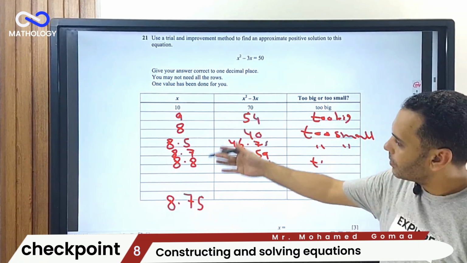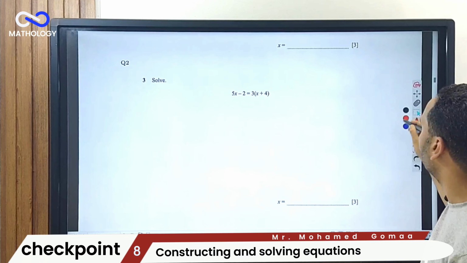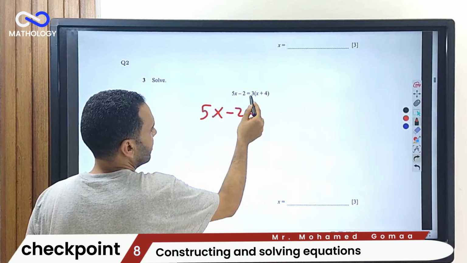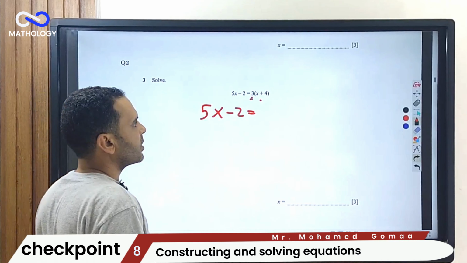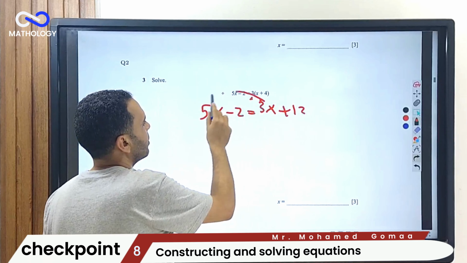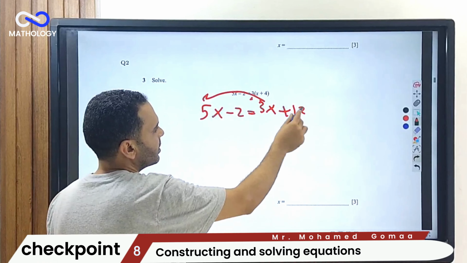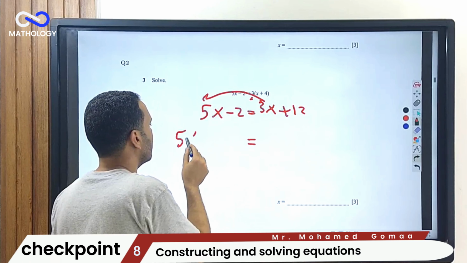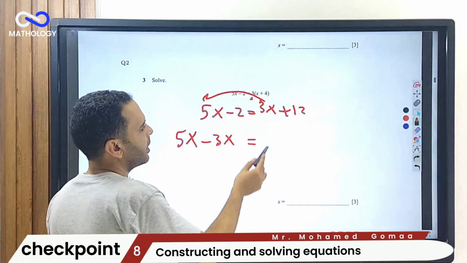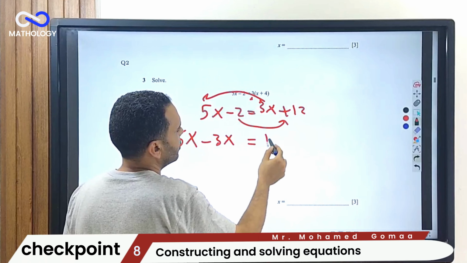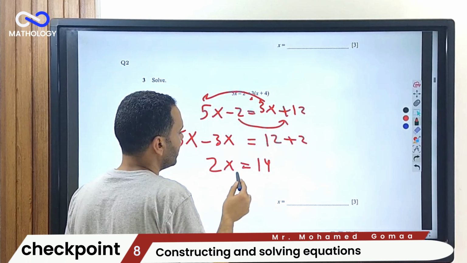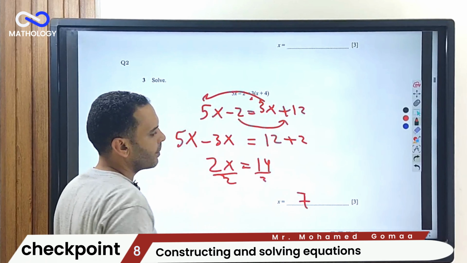You have to write like this. If you want to solve this equation, 5x minus 2 equals 3 times the expression x plus 4. Multiply 3 by x, it will be 3x, 3 by 4, it will be 12. Collect your x's on the left side and your numbers on the right side. Don't forget, if you change the side, you have to change the sign. Okay? Transpose this number, it will be 12 plus 2. 5x minus 3x equals 2x, and 14 divided by 2, divided by 2x, will be 7.